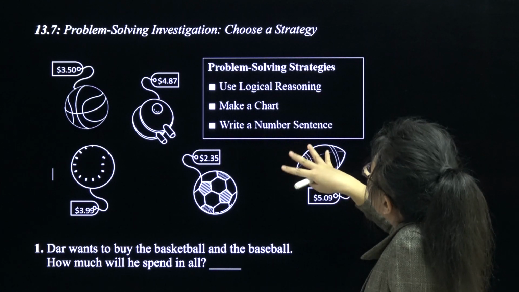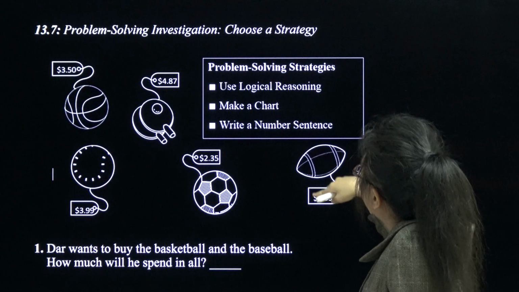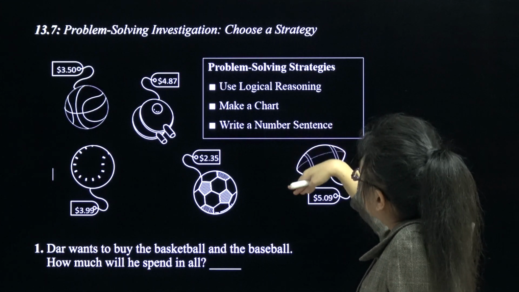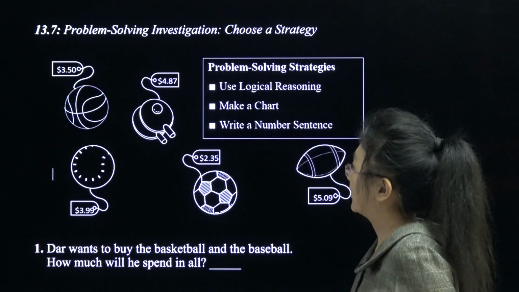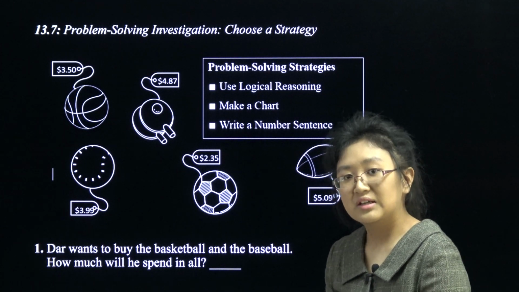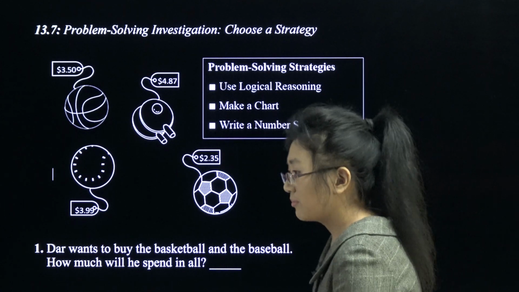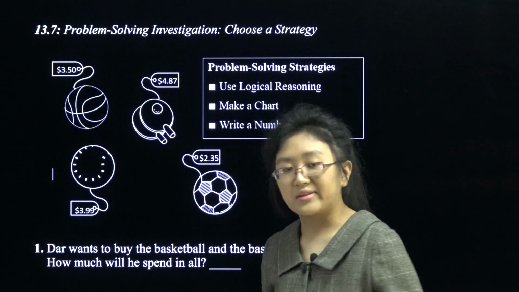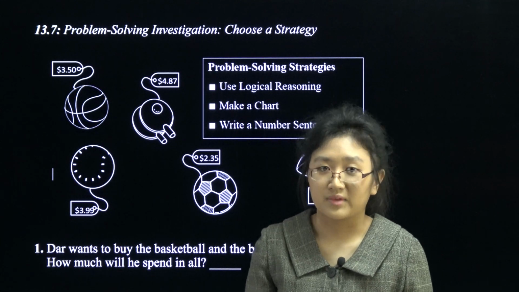We're just gonna choose a strategy, and it's either logical reasoning, make a chart, or write a number sentence. A number sentence is just 1 plus 2 equals whatever. It's numbers and symbols. That's it.